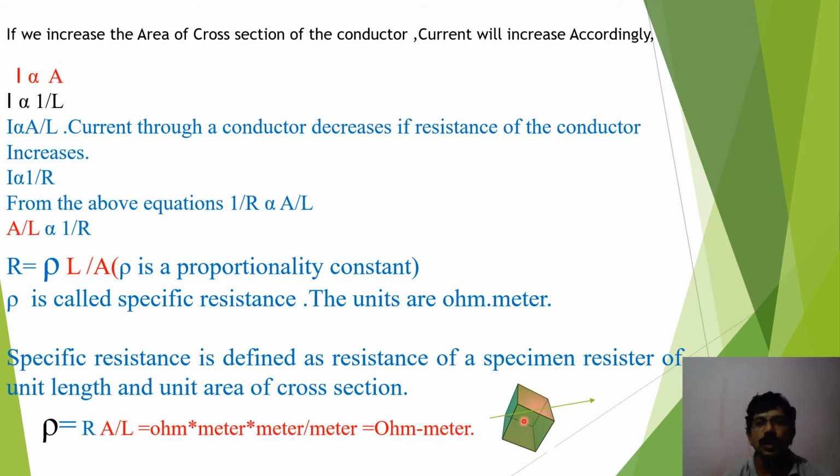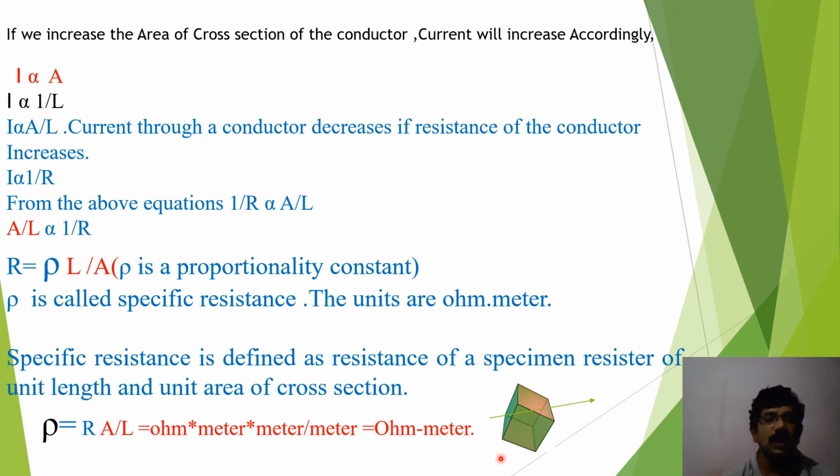So this is the cube whose length is equal to how much? 1 meter, and the area of cross section is 1 square meter. I have taken this just to make it clear, this is an example. What do you mean by a cube of 1 square meter area and 1 meter length? This is the specific resistance or resistivity, nothing but the resistance of a specimen resistor of unit length and unit area of cross section. So this is the resistance offered by this cube whose length is 1 meter and whose area of cross section is 1 square meter. This is known as specific resistance.